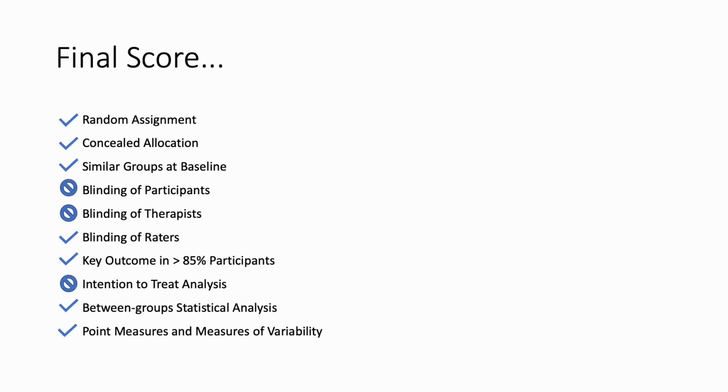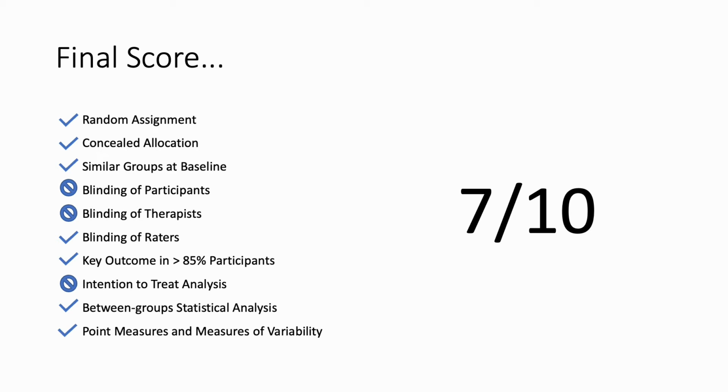So the final score: yes, we did have random assignment, we had concealed allocation, we had similar groups at baseline, we did not have blinding of participants or therapists, we did have blinding of the raters, however. We had 85% of participants get measured for one key outcome. We're unclear on the intention to treat analysis, so we're going to say no, and we had between group statistical analysis and point measures and measures of variability. So if you count that up, that gives you a score of 7 out of 10.